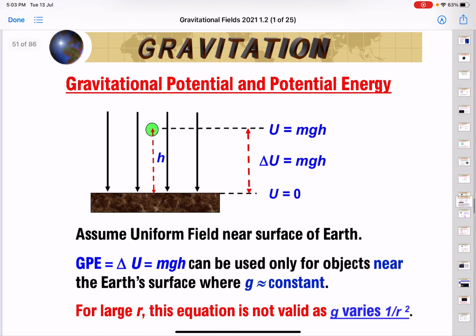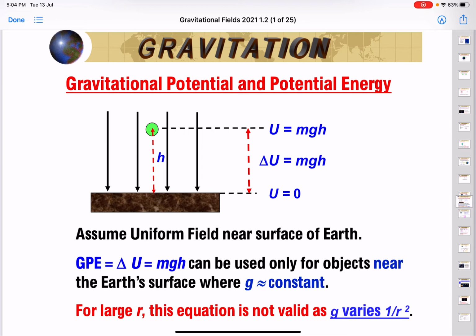We will now turn our attention to gravitational potential and gravitational potential energy. As I've explained in the previous slides, near the surface of the Earth, the gravitational field lines are evenly spaced and parallel. Hence, we can assume that there's a uniform gravitational field near the surface of the Earth, and g can be taken to be constant, around 9.81 meters per second squared, near the surface of the Earth.